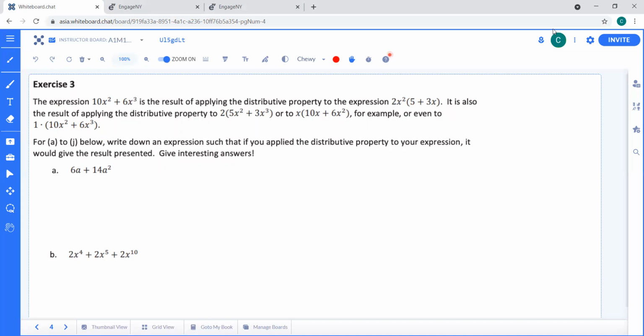All right. So we got 6a plus 14a squared. So you want to say, what can I factor out of these? Well, I know that both of those are even, and both of them have an a. So I can factor out 2a. 6a divided by 2a is 3, plus 14a divided by 2a is 7a.